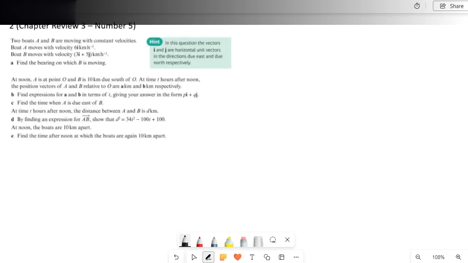And for number 2, which is number 5 from chapter review 3 from the book, we have two boats A and B moving with constant velocities. Boat A moves with velocity 6i and boat B with velocity 3i plus 5j.